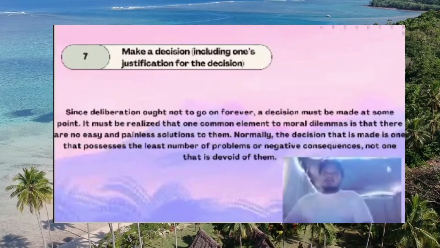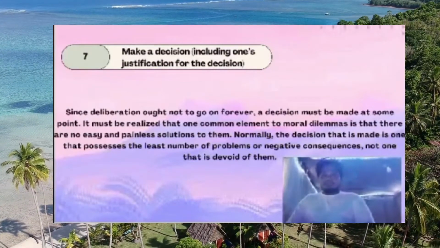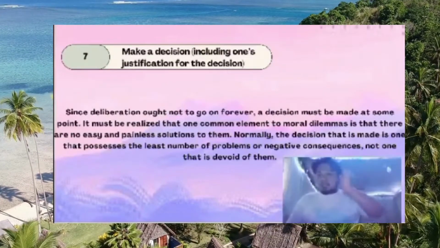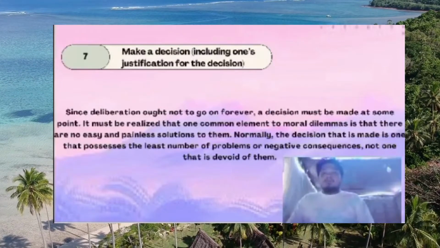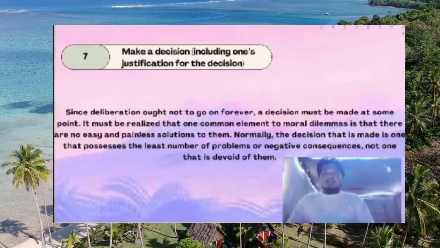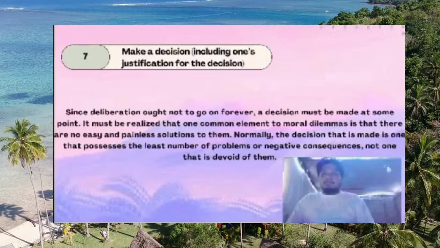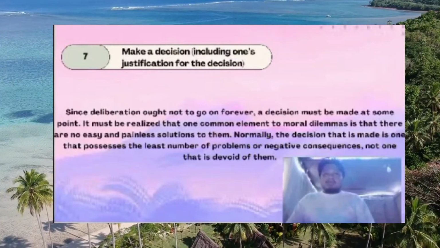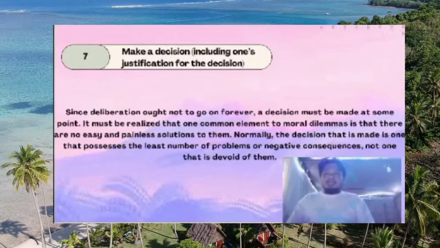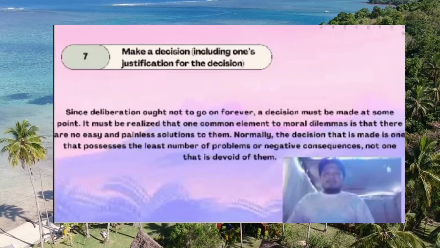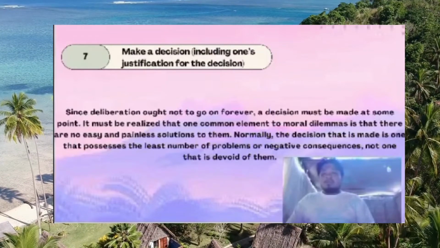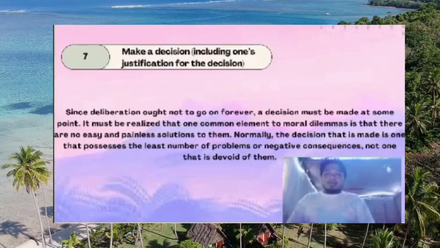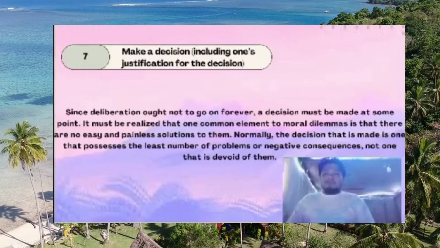I'm Patrick John Gomez and I'm the last reporter for the 7 steps of moral reasoning model. So, the last step is to make a decision, including one's justification for the decision. In this step, since deliberation ought not to go on forever, a decision must be made at some point. It must be realized that one common element to moral dilemmas is that there are no easy and painless solutions to them. Normally, the decision that is made is one that possesses the least number of problems or negative consequences, not one that is devoid of them.